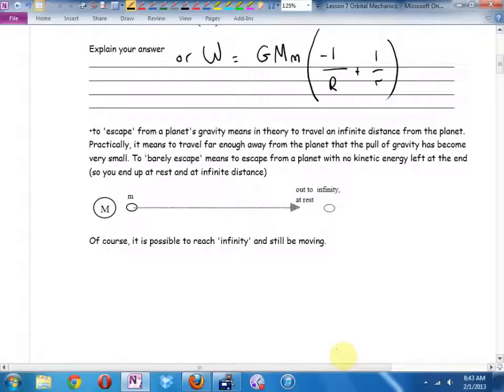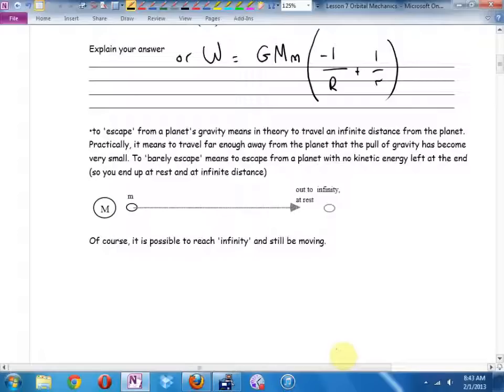What if you actually wanted to escape from the Earth's gravity? To escape from a planet's gravity means, in theory, to travel an infinite distance from the planet, to get out to relative to 0 at infinity. Practically, it means to travel far enough away from the planet that the pull of gravity has become really, really, really small, close enough to 0 that whatever.